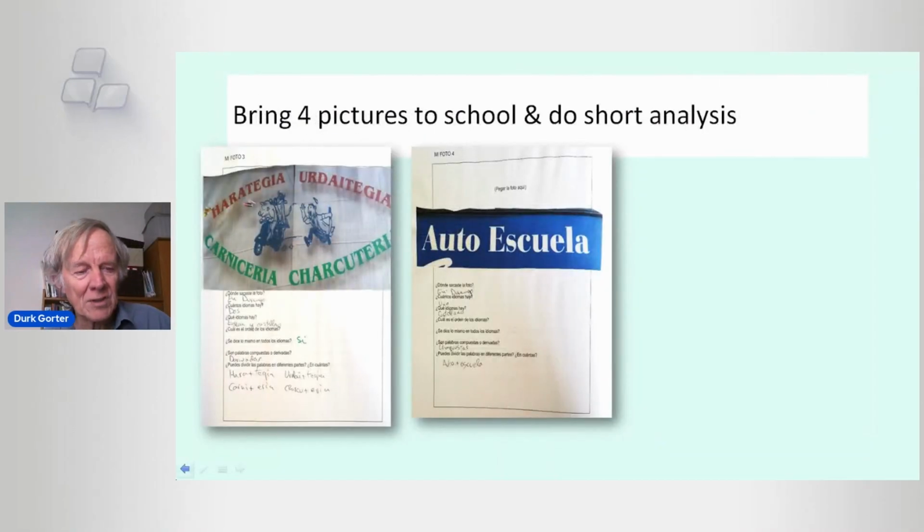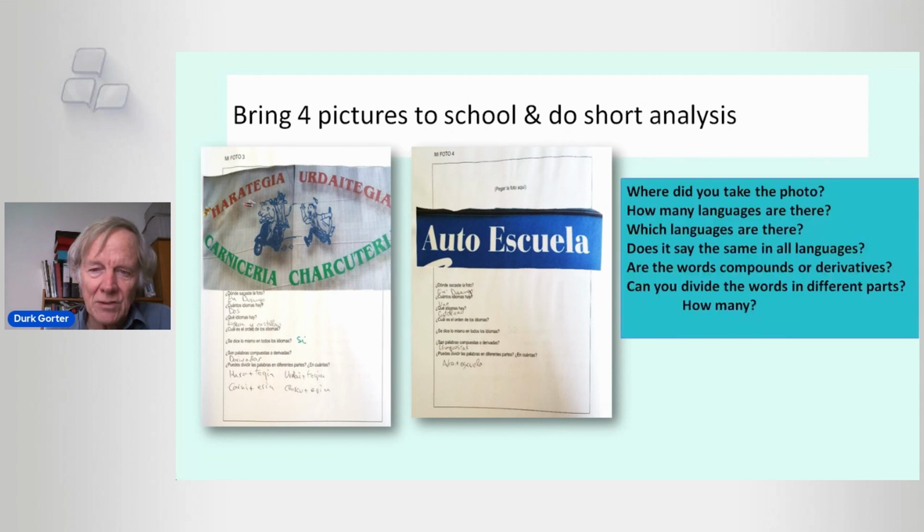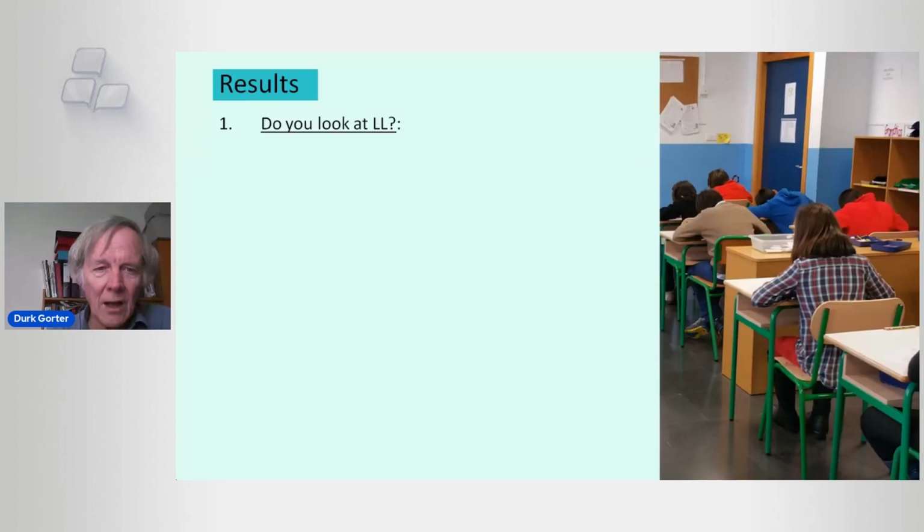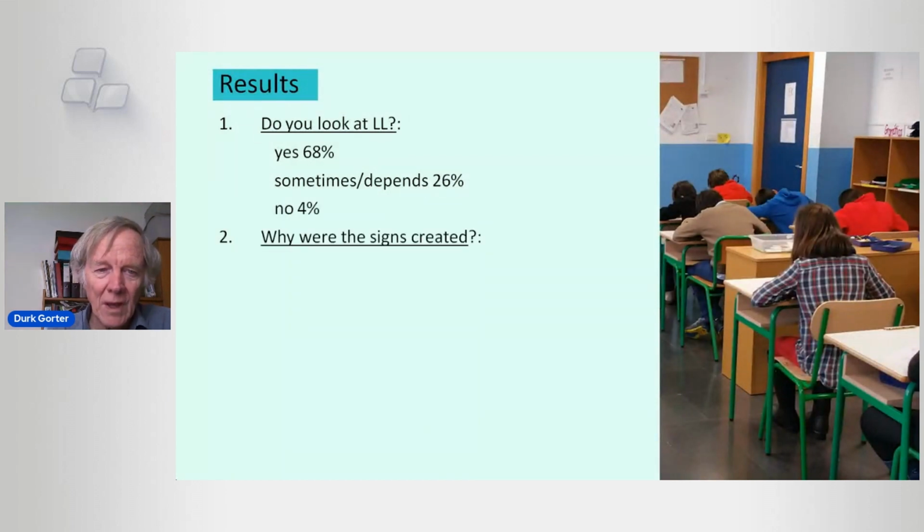And we went one step further, and we asked them to bring pictures to the school. So they had to take their own pictures and then do a short analysis of these pictures. So we asked them certain questions, like where did you take the photo, how many languages are there, and those kinds of questions were asked of these children. So I can show you some results. Do you look at the linguistic landscape at all? We asked them beforehand, and 68% said yes, 26% said sometimes, it depends, and 4% said no.